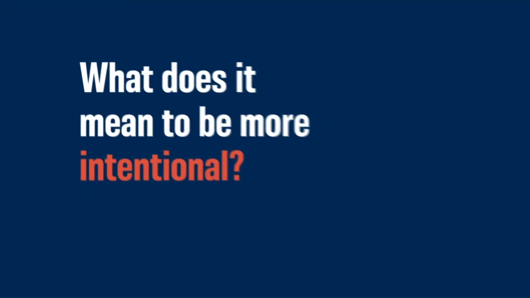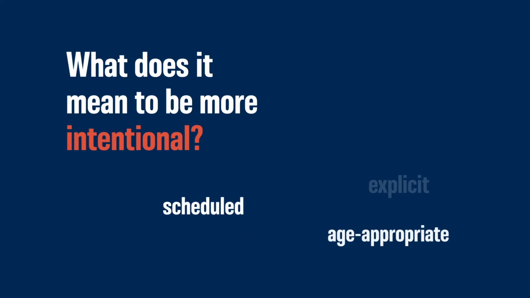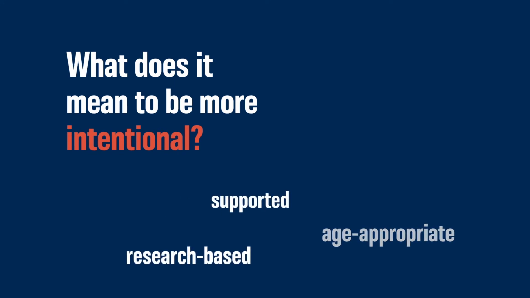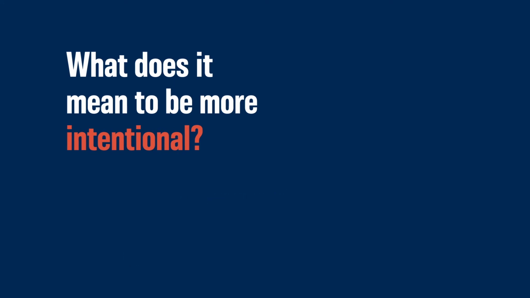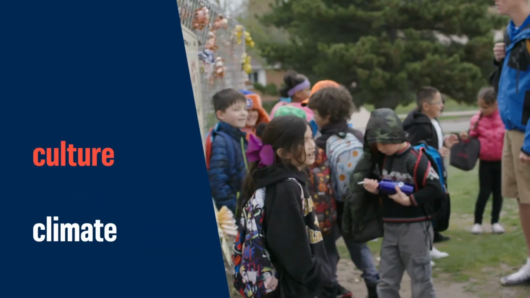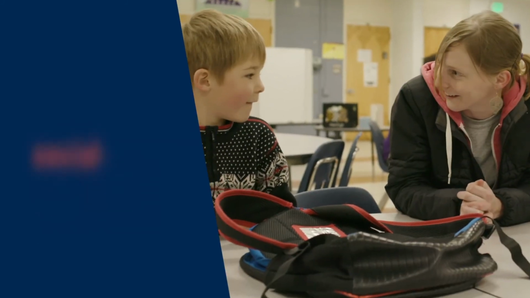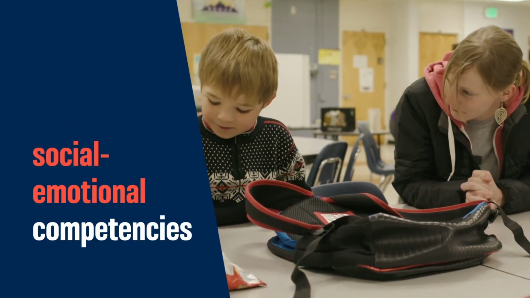So what does it mean to be more intentional? The answer can really vary for different OST programs depending on the type of site, size, and situation. But in any vision of intentional SEL, 3 components are key. It all starts with program quality. When OST programs invest in establishing a culture and climate that support positive youth development, it creates an environment that's foundational to fostering social-emotional competencies in both young people and adults.